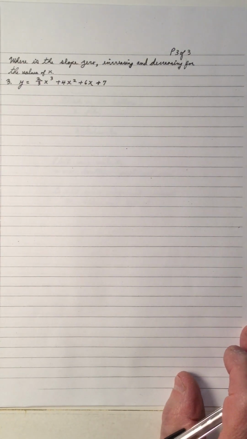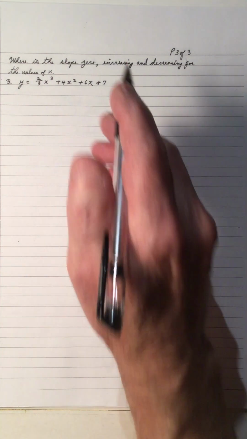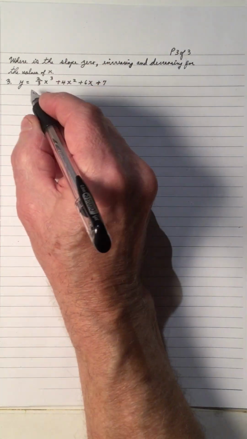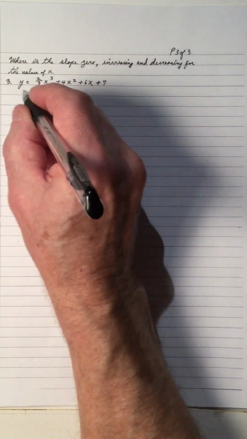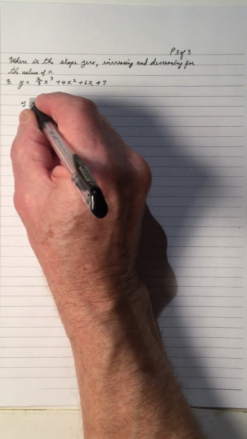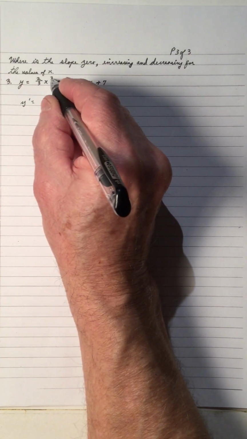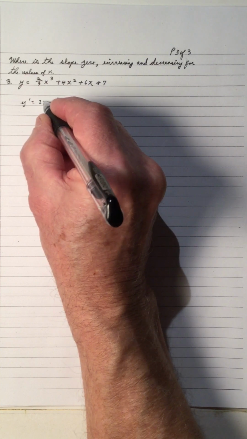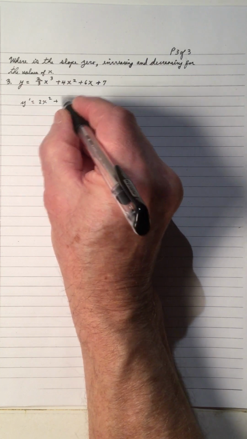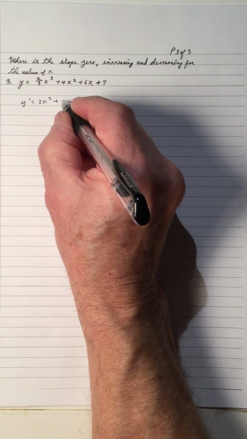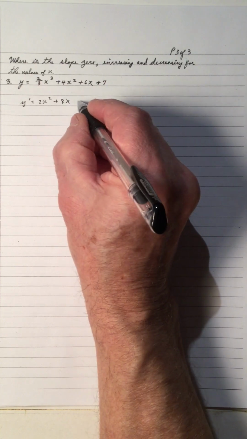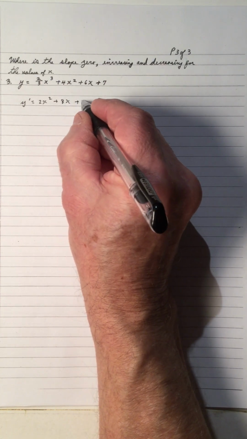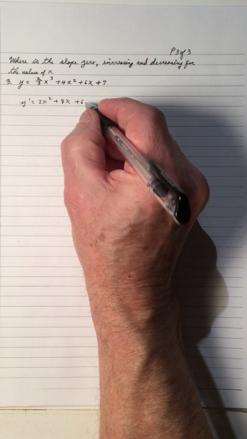Where is the slope 0, increasing or decreasing for the values of x? Well, again, the slope is the derivative, so the derivative is y prime. 3 times 2/3 is 2x squared. 4 times 2 is 8, and that's an x. And the derivative of 6x is 6, and the derivative of 7 is a constant.